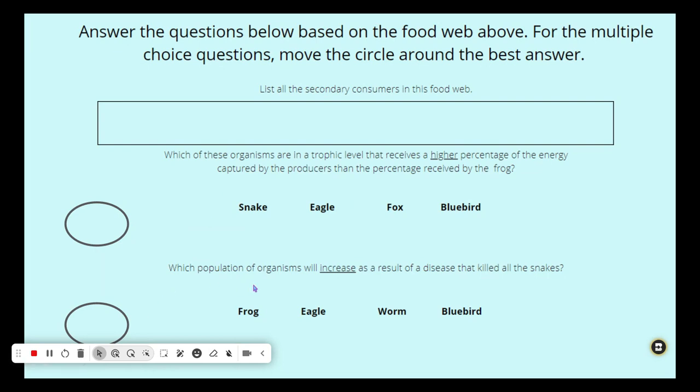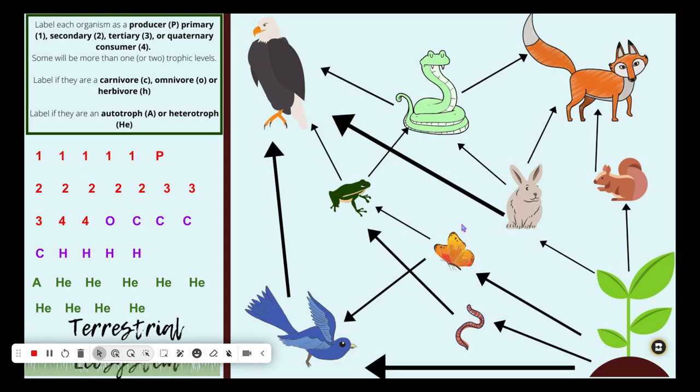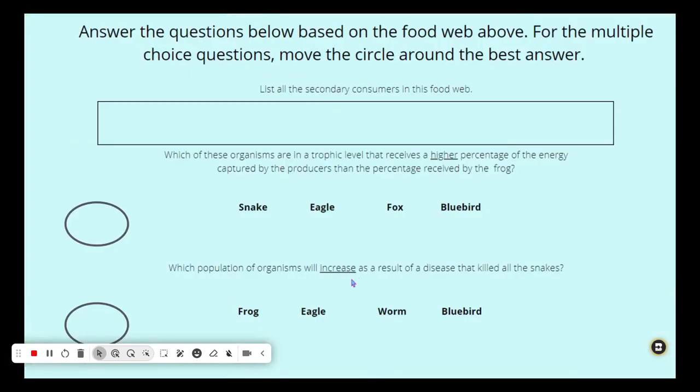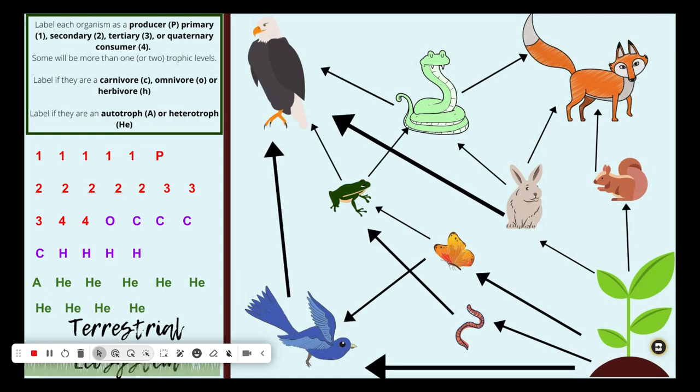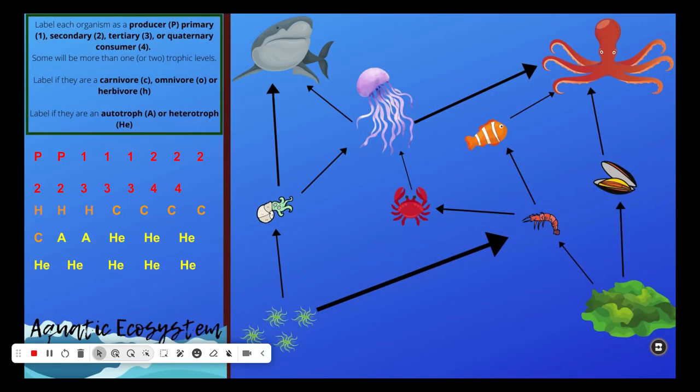So then which population of organisms will increase as a result of a disease that killed all the snakes? So going back here, if we killed all the snakes, which population will increase as a result of that? So looking at these 4 choices, you're going to look at your food web and determine which one of those would actually increase in population. There would be more of them if the snakes died off. Okay. Here's the next round.